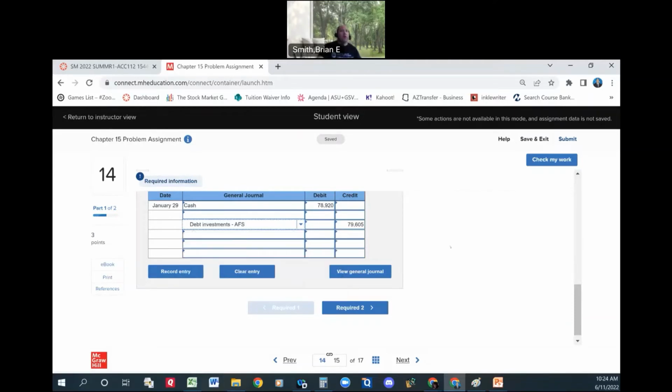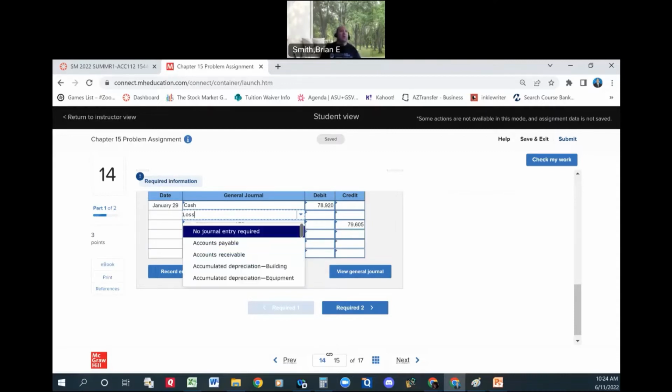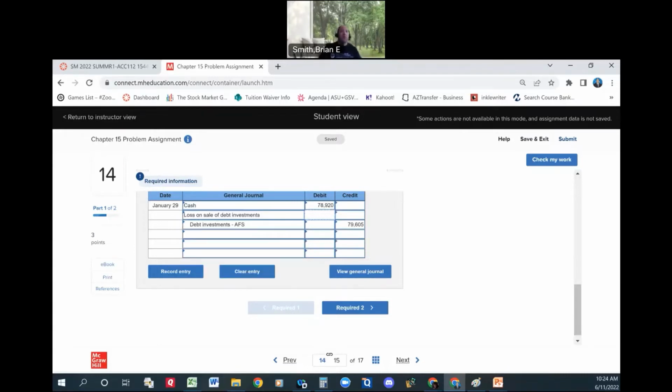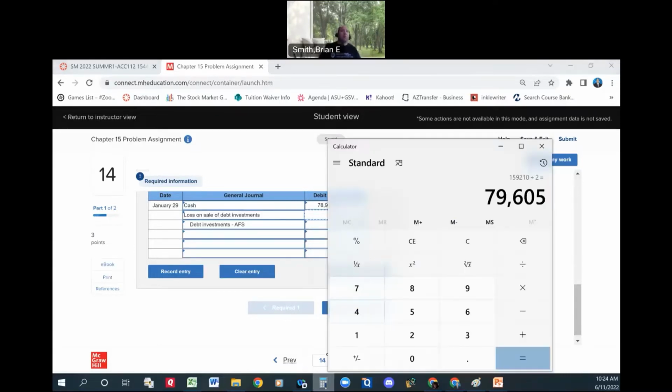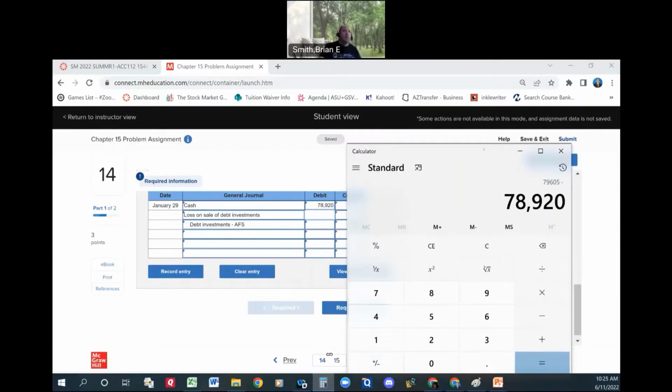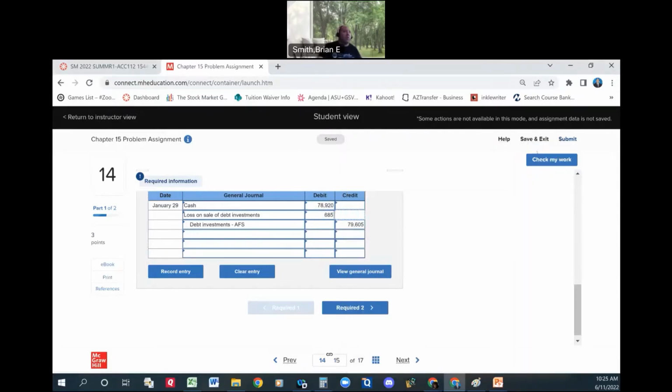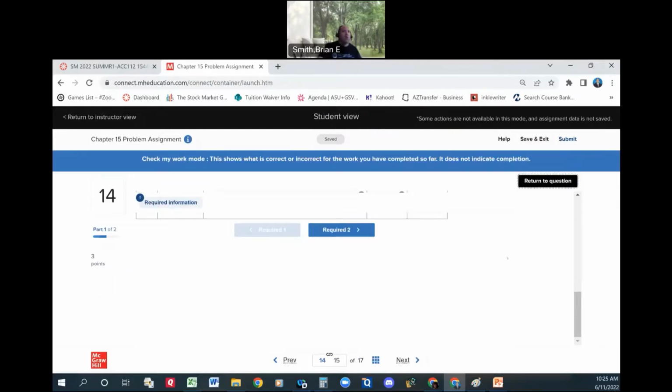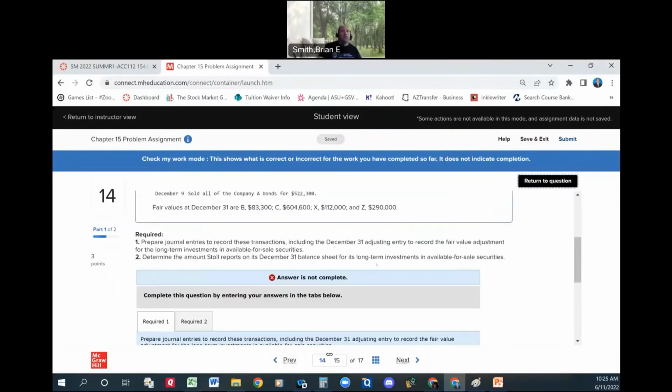Okay, so we're going to have a loss on sale. And it'll be the difference between the two. $685. All right, let's see if we are on a good note here. Let's see if we start off good. Looks good.